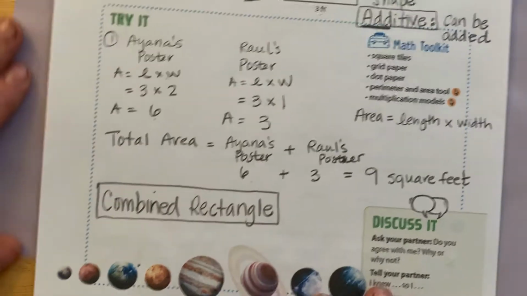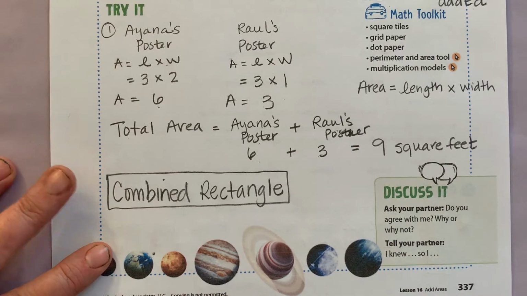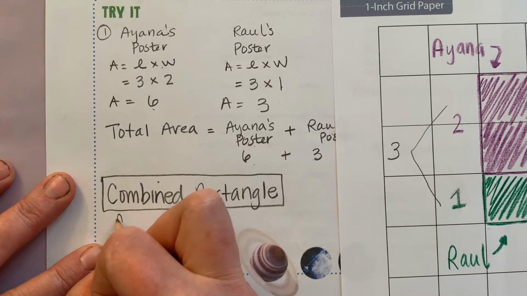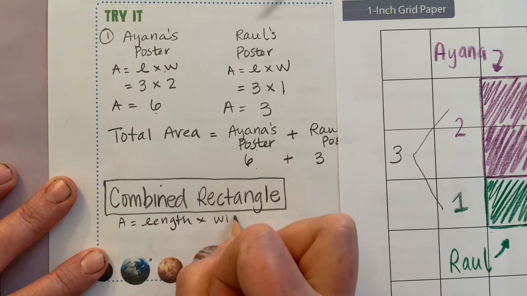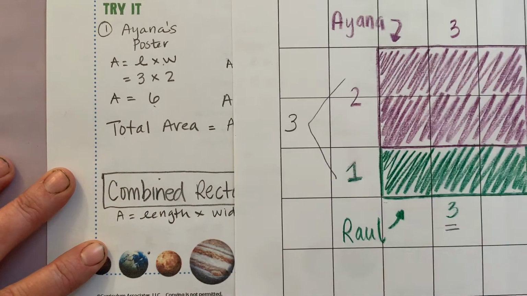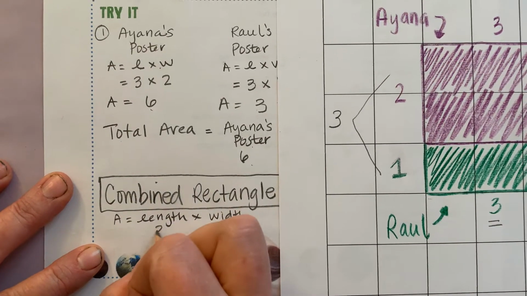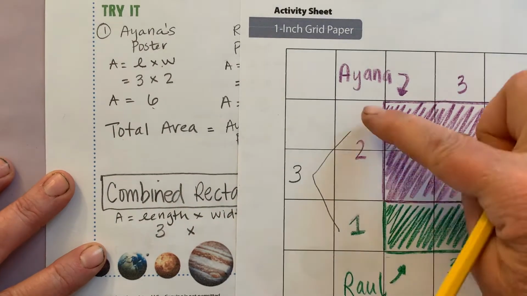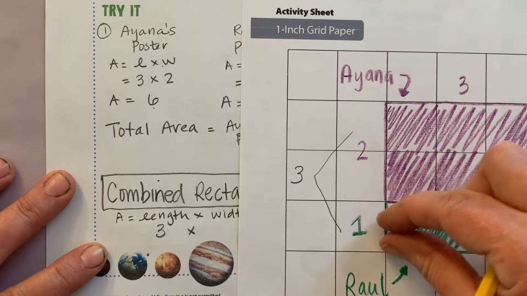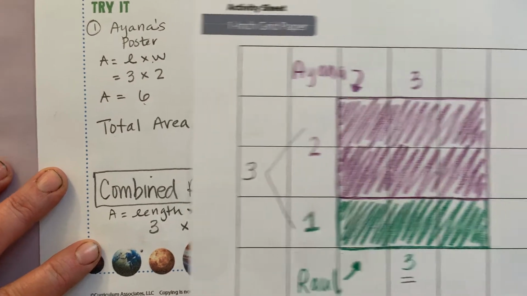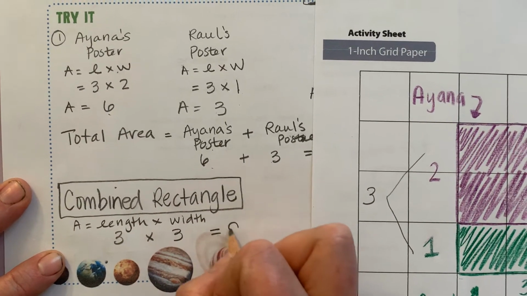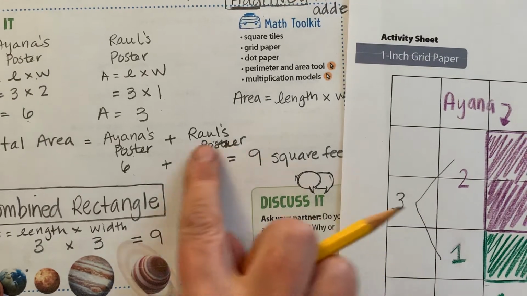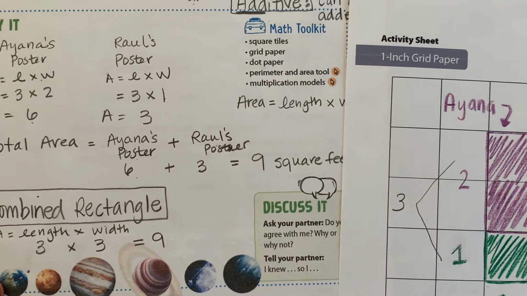Let's see. What if I combine the rectangles? When I combine the rectangles, if I have area equals length times the width, I notice that I have a length of 3 times my width. What is my width now? I have 2 plus another one, so my new width is 3. And 3 times 3 is 9. Is that the area we found by using our additive strategy?